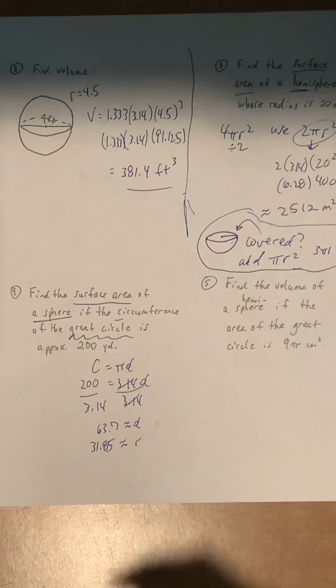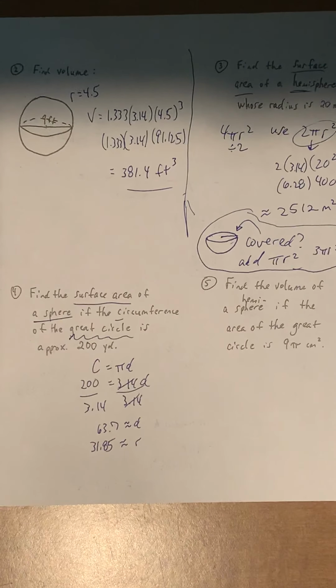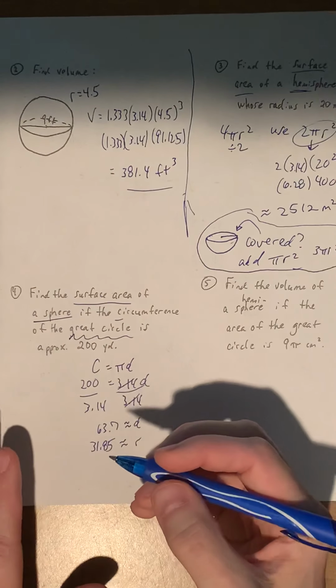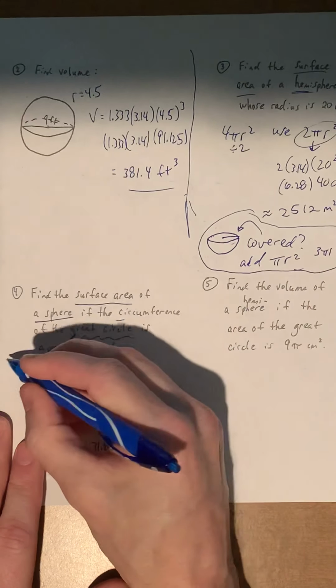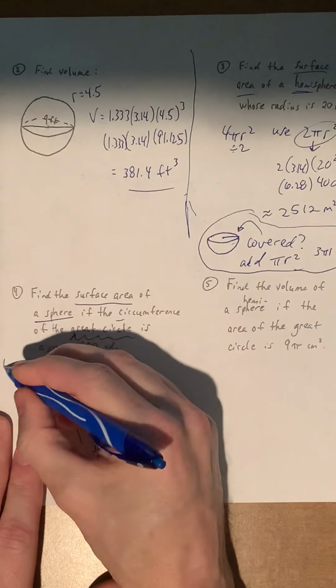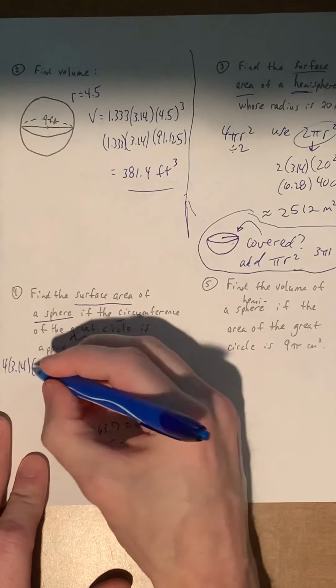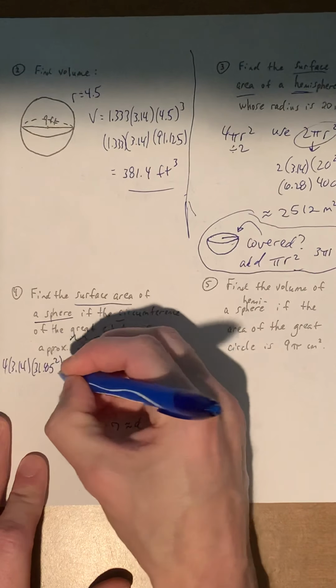Now, since we have the radius, we can go ahead and straightforwardly use the surface area formula. It is a full sphere, so we're going to use 4 pi r squared. So 4 times 3.14 for the pi times the 31.85 squared.